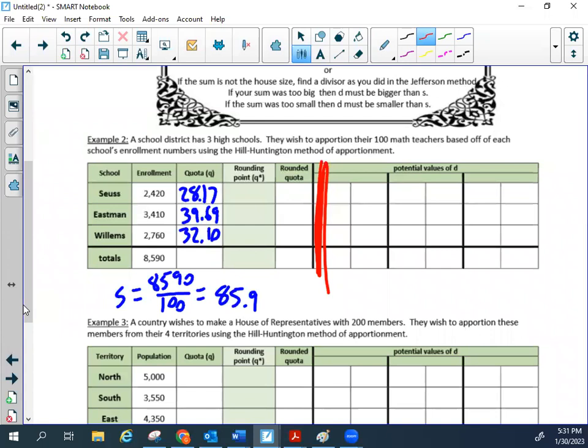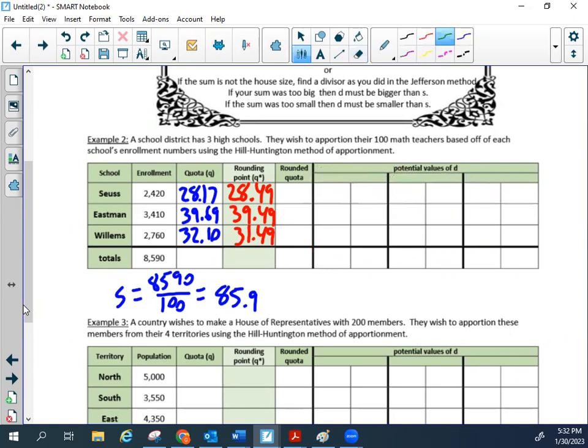So the first one, we're going to take the square root of 28 times 29. That comes out to 28.49. The next one, we take the square root of 39 times 40, because that's the lower quota of 39.69 and the upper quota. So that comes out to 39.49. And the last one would be the geometric mean of 32 and 33. So we multiply 32 times 33 and we square root it, we get 32.49. You'll notice a pattern. Most of the time it ends in 49. Not every time, so we still have to actually punch it in the calculator, but most of the time it does.